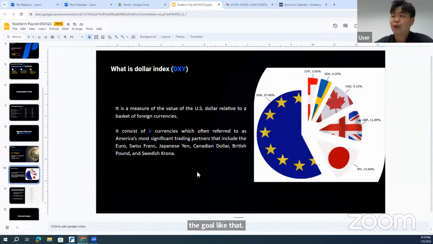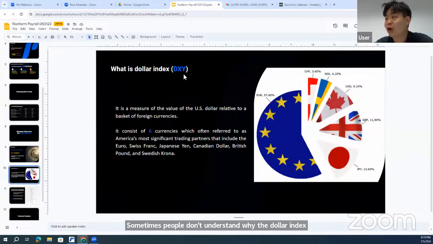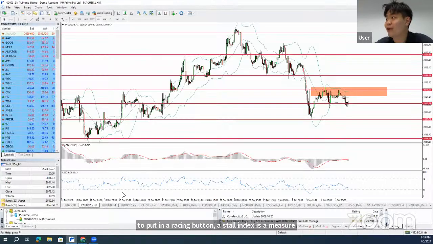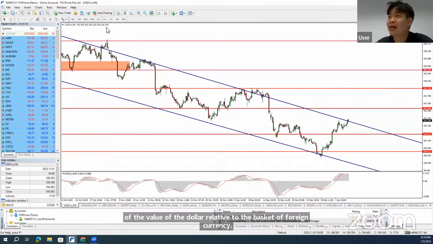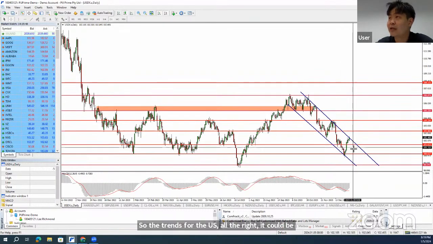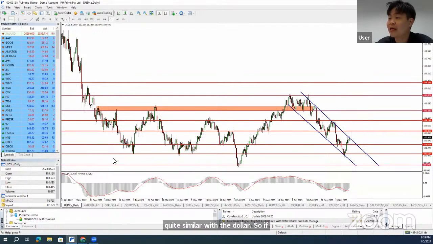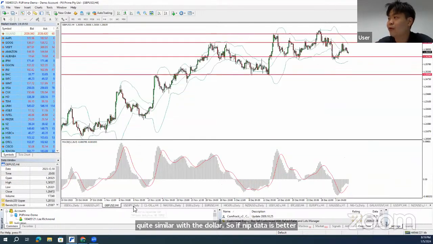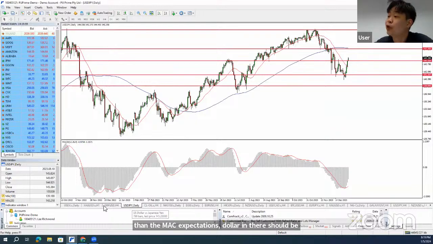So now we are going to move on towards the dollar. Certain people don't understand what the dollar index is. To put it in very simple terms, the dollar index is a measure of the value of the dollar relative to a basket of foreign currencies. So the trend for the US dollar could be quite similar to the dollar index. If NFP data is better than the market expectations, the dollar index should be expected to increase, and other dollar-related products should drop.